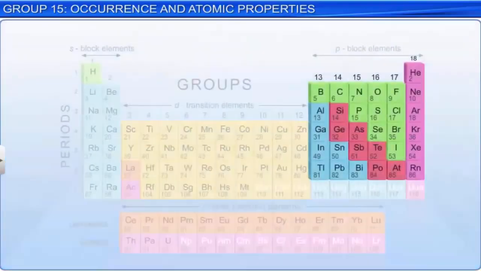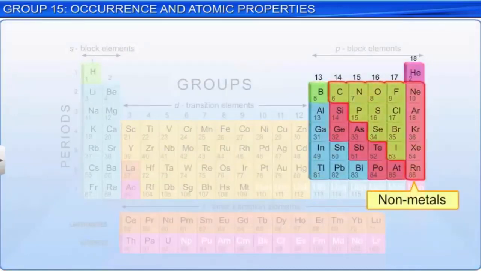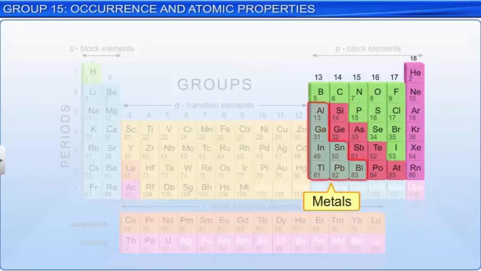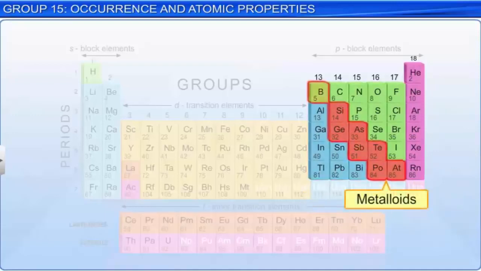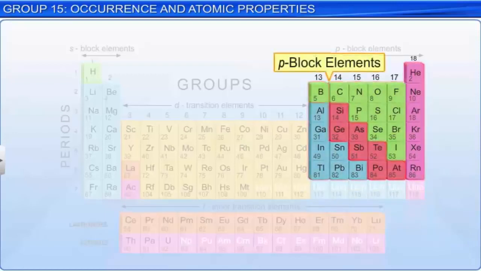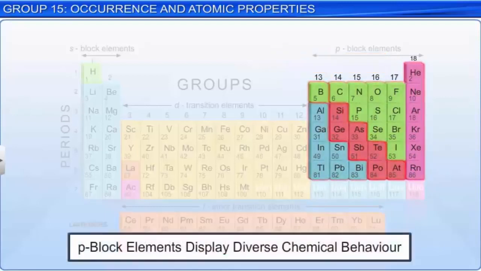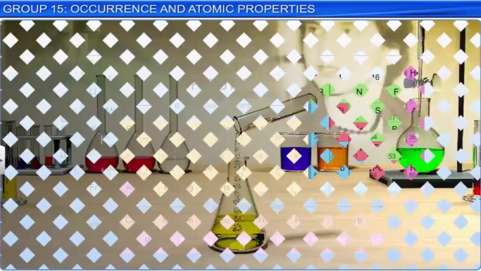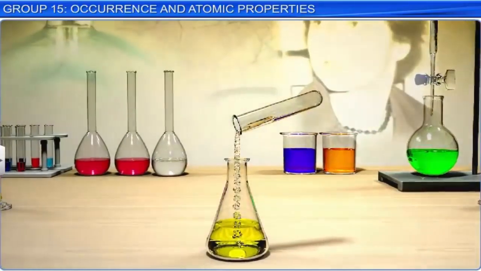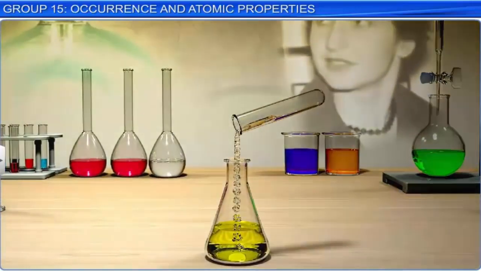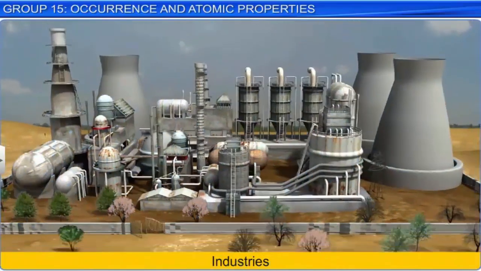Most p-block elements are non-metals, while the remaining are metals and metalloids. Thus, the presence of all the three types of elements in the p-block of the long form of the periodic table brings diversification in the chemical behavior of these elements. The study of these elements is an important area in chemistry, as these elements and their compounds have immense significance in industries and day-to-day life.